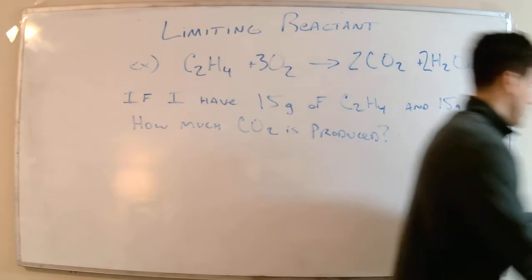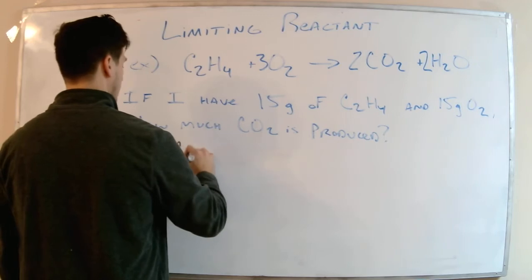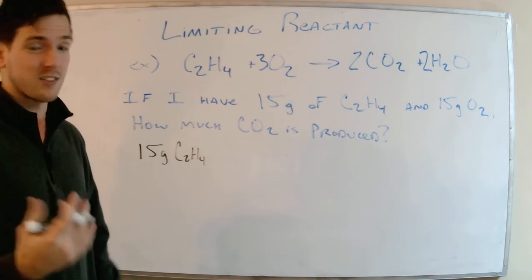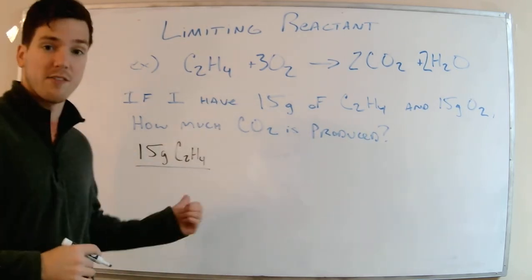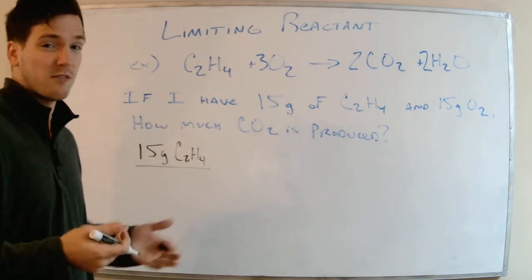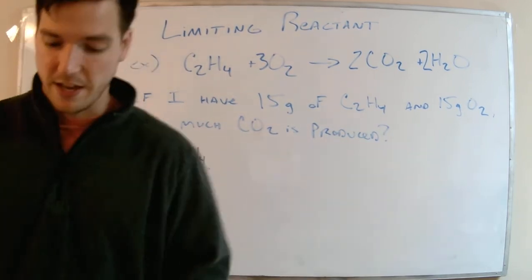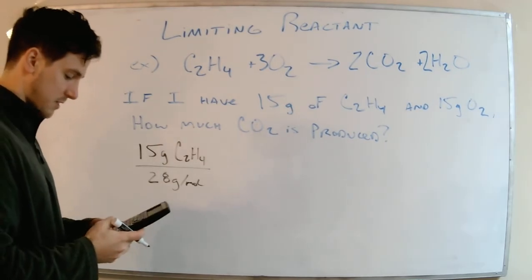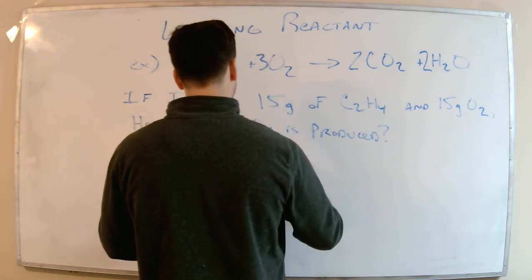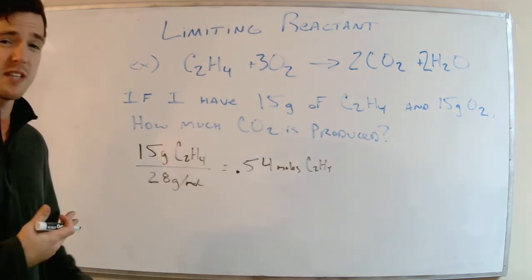Well, that marker doesn't work. Let's hope this one does. There we go. Let's start with 15 grams of C2H4 and convert this to moles. That's our first step, and we'll do that with O2 right after this. We divide by the molar mass. Carbon is 12, there are 2 of them, 24, plus 4 hydrogens, 28 grams per mole. So I'm going to take 15 divided by 28 and get about 0.54 moles of C2H4.